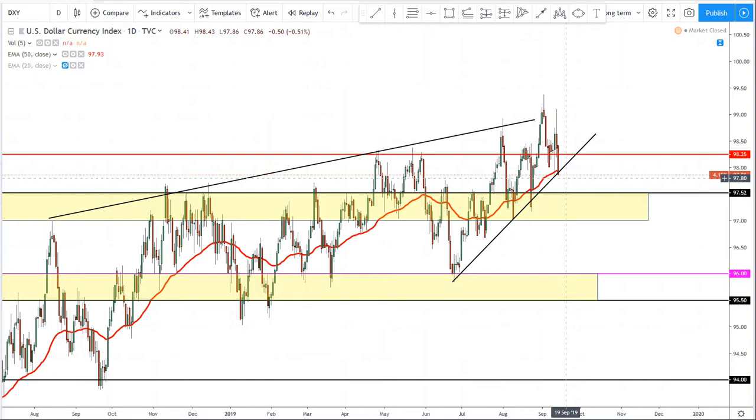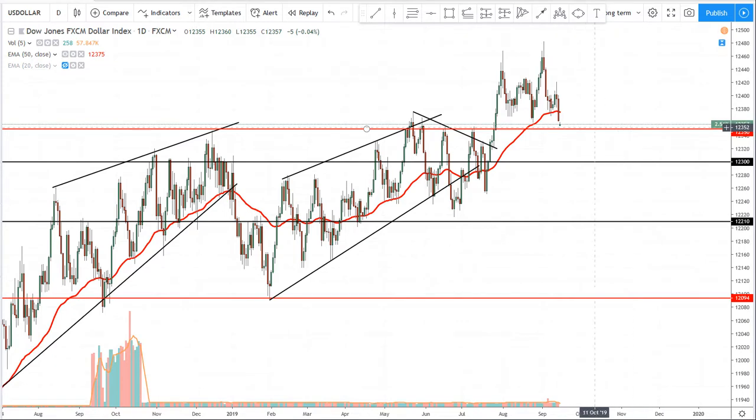I'll be rather concerned in taking any positions, either long or short, just because we're at the end of this kind of pattern now, or part of this pattern here. We're in between a key level and some dynamic levels as well. So just be a little bit concerned when you do take some trades on the US dollar itself.